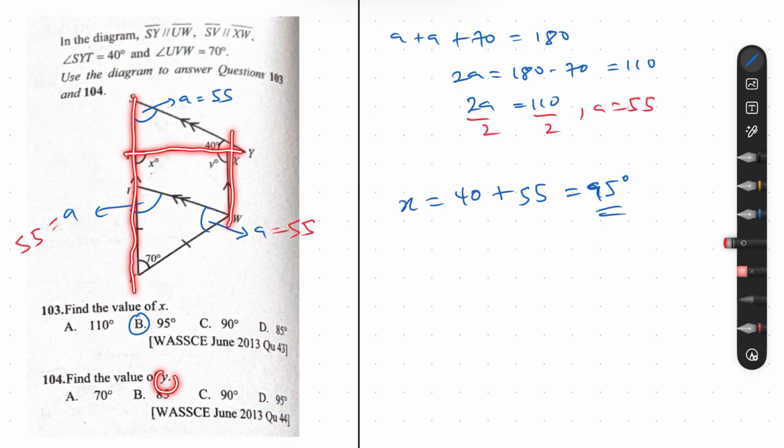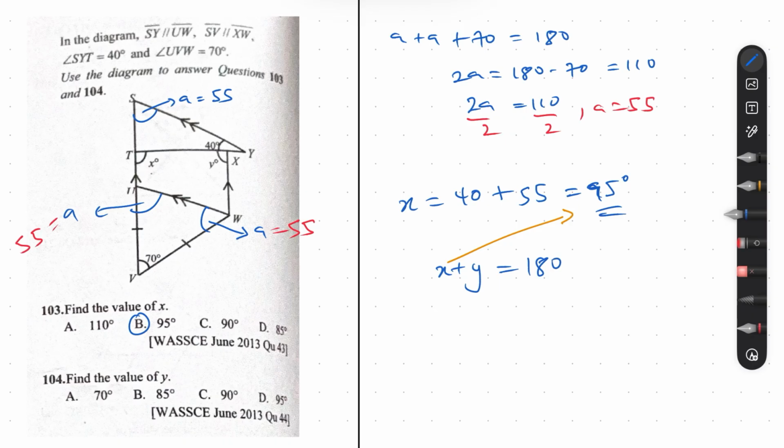Cool. So we know that co-interior angles add up to what? 90. So x plus y should give us 90, right? But we know that x is equal to what? 95. So when we put it, sorry, not 90. Co-interior angles should add up to 180, not 90. So let's change that. Yeah, 180.